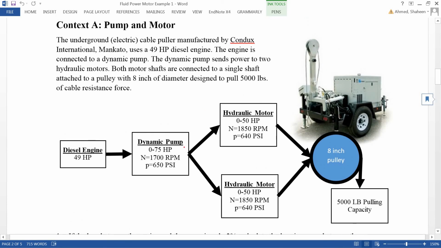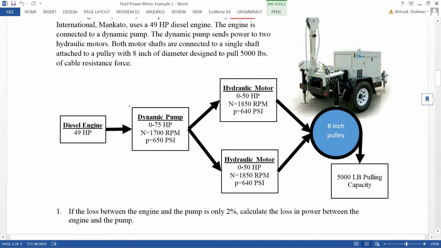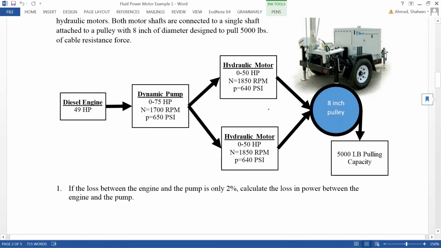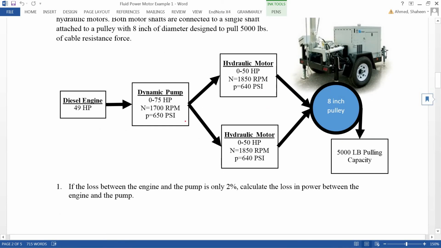Anyway, the way this thing works is a diesel engine drives a pump, and this hydraulic pump drives two hydraulic motors that pull 5,000 pounds. I have this information. Even though it's made up, it will probably be very close to what they have in the actual system, and the calculations are of course exactly the same.